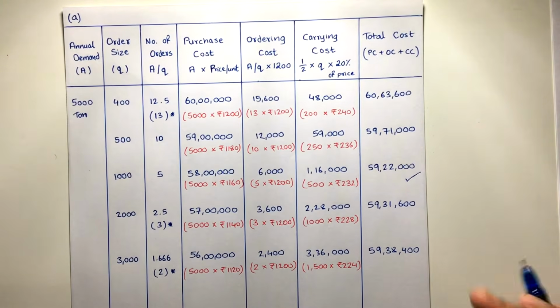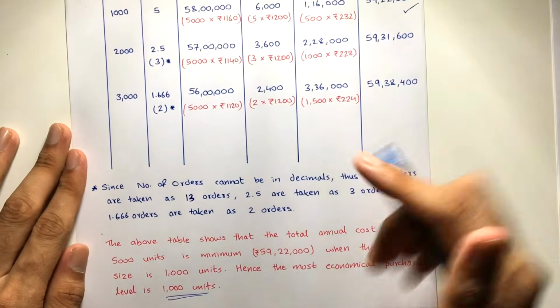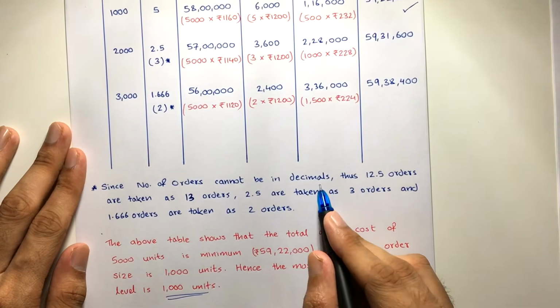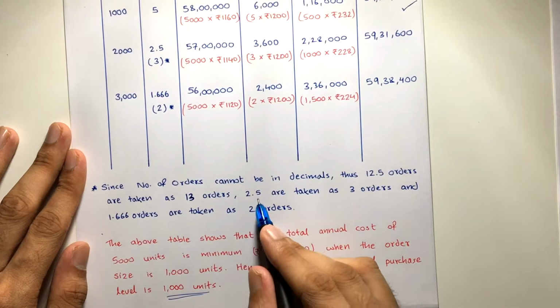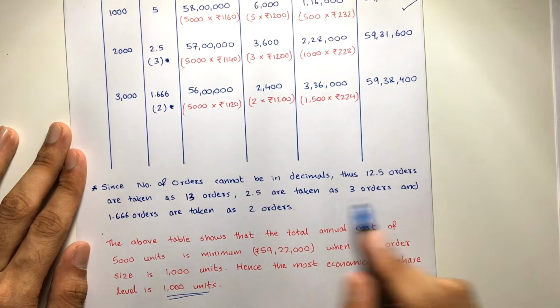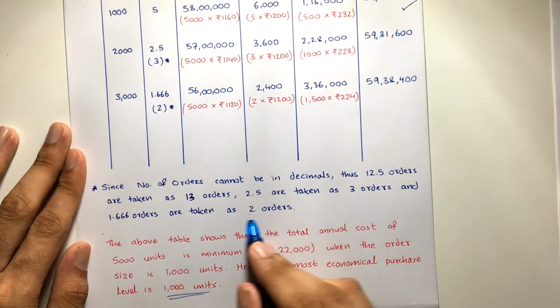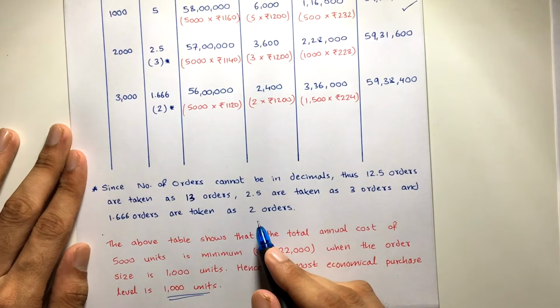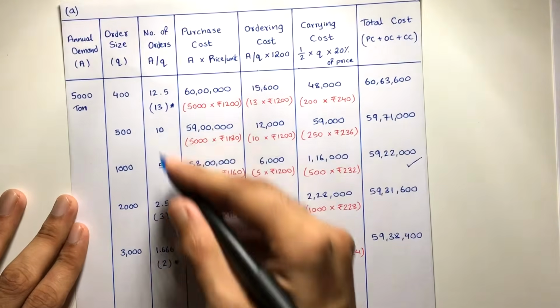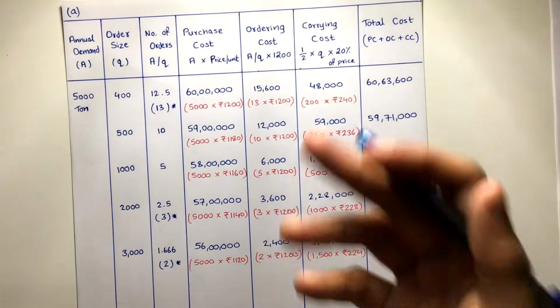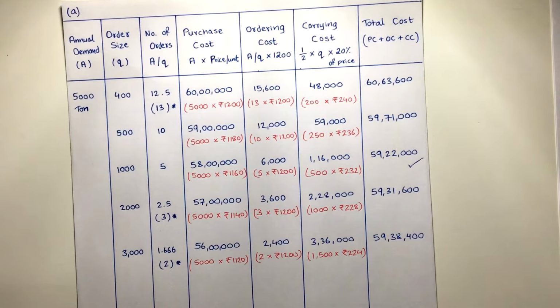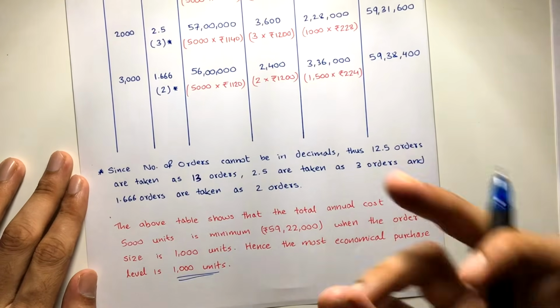Simple and straightforward, right? So see here, some notes over here. Since number of orders cannot be in decimals, thus 12.5 orders are taken as 13 orders, 2.5 are taken as 3 orders, and 1.666 orders are taken as 2 orders. I told you now, ICAI rounds off the number of orders figure because we can't order in decimals. Either we have to order or not, isn't it? We can't do a partial order, something like that. So that's why we are rounding it off.